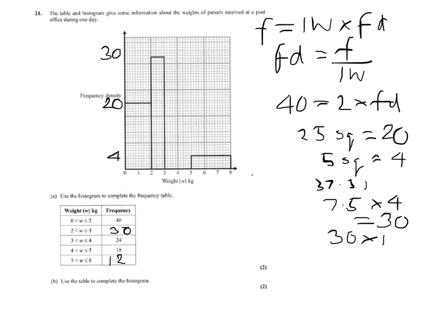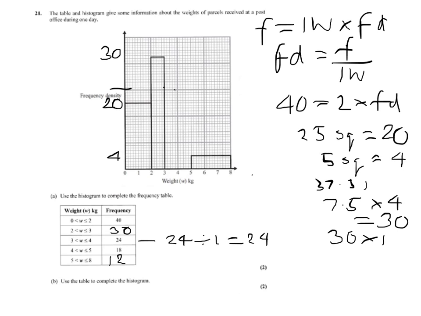Okay, use the table to complete the histogram. So if I want to do the 3 to 4, that's a width of 1 times 24, so I need to have a height of 24. So I'm saying the frequency density is 24 divided by 1, so that's 24. So I've just got to find what 24 is. That will line up there.